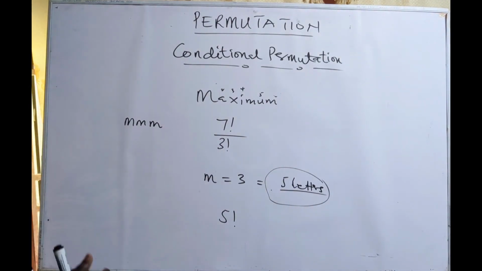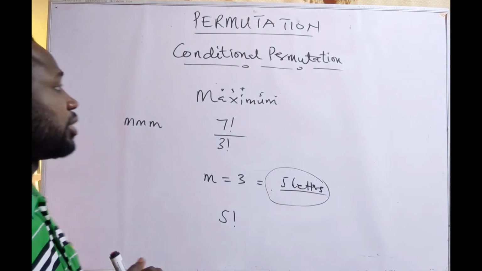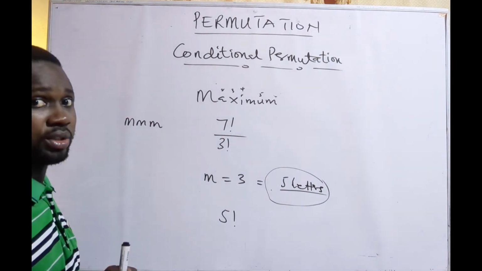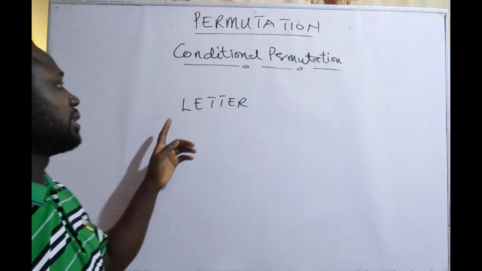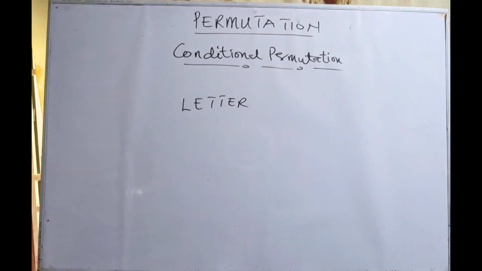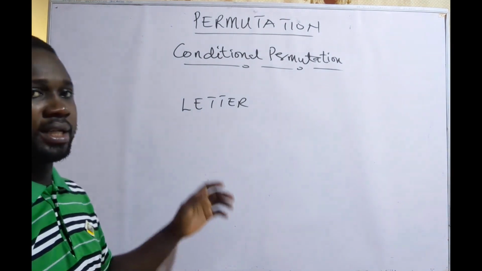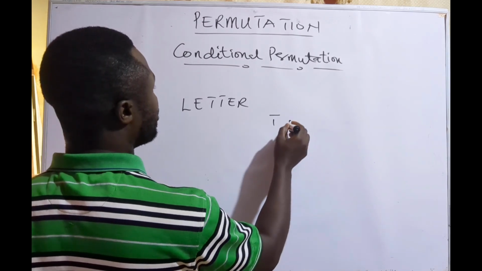Let me give another example too, and then we will know how to do it when we get a question. So let's take a word like letter, and we are saying that I should arrange the word letter if the T's should be together.